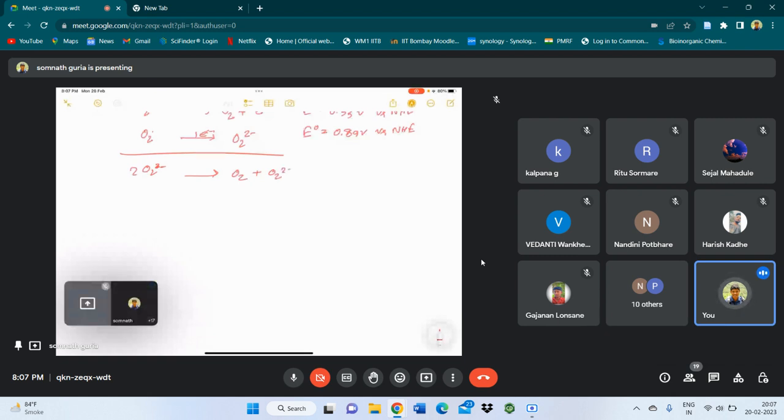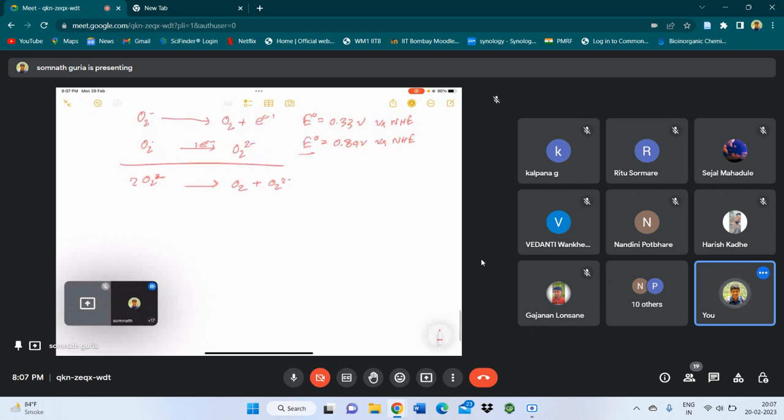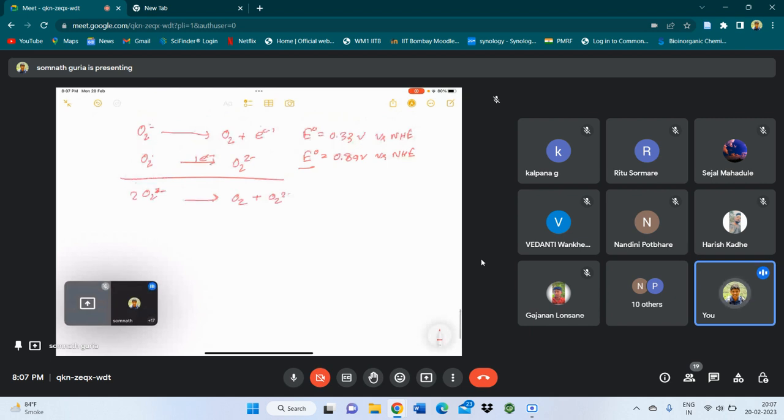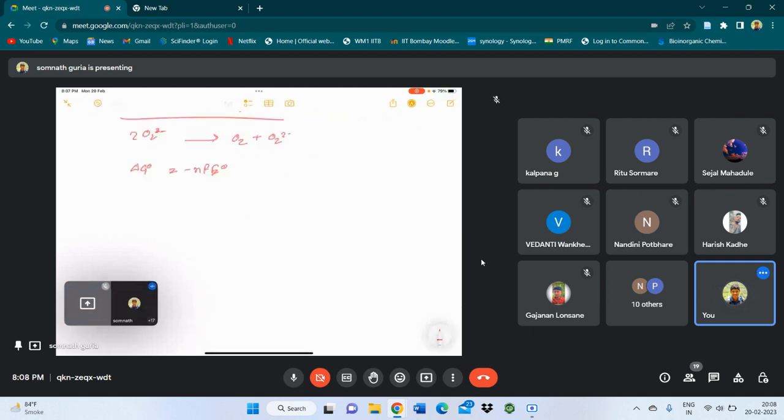So delta G0 for this reaction we can easily calculate from the E0 value. Delta G0 equals minus nFE0. That value is around minus 117.73 kilocalorie per mole. That means the process is spontaneous.